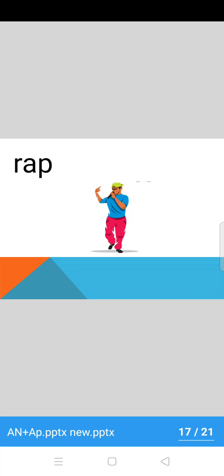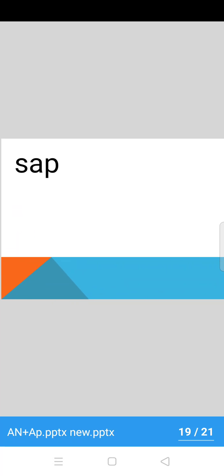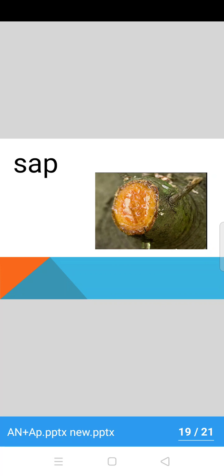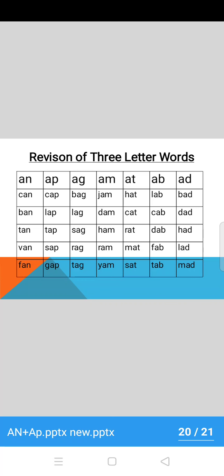Ap, rap. A type of music. Ap, yap. The high-pitched bark of a small dog. Ap, sap. The fluid part of a plant. Now we read all the words.